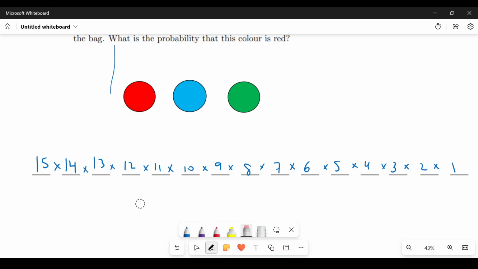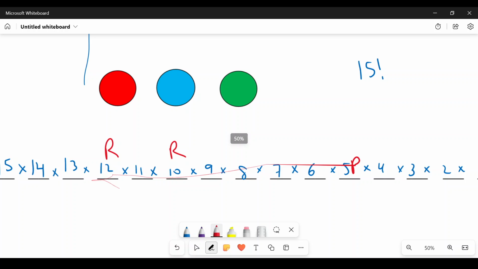So what we need to do is remove from that number, from our 15 factorial, what we have overcounted. So for example, there are 3 red marbles, and let's pretend the red marbles ended up in these spots.